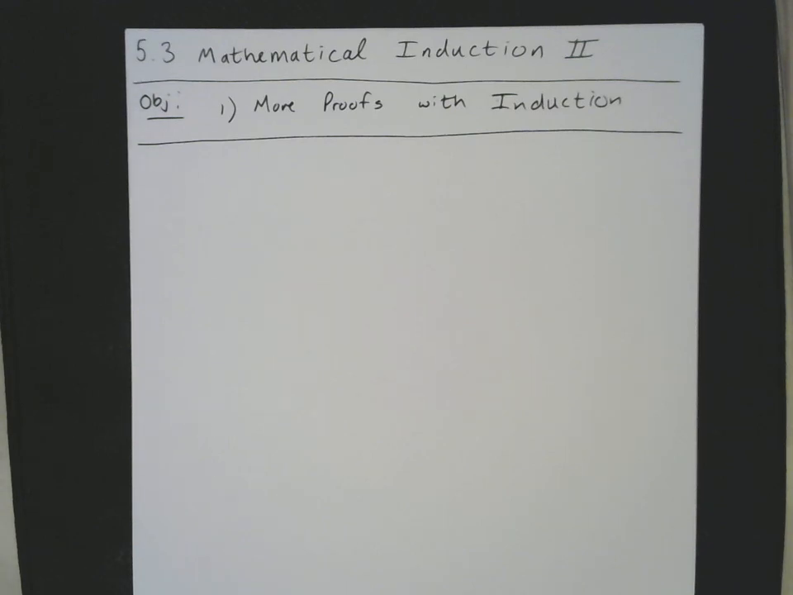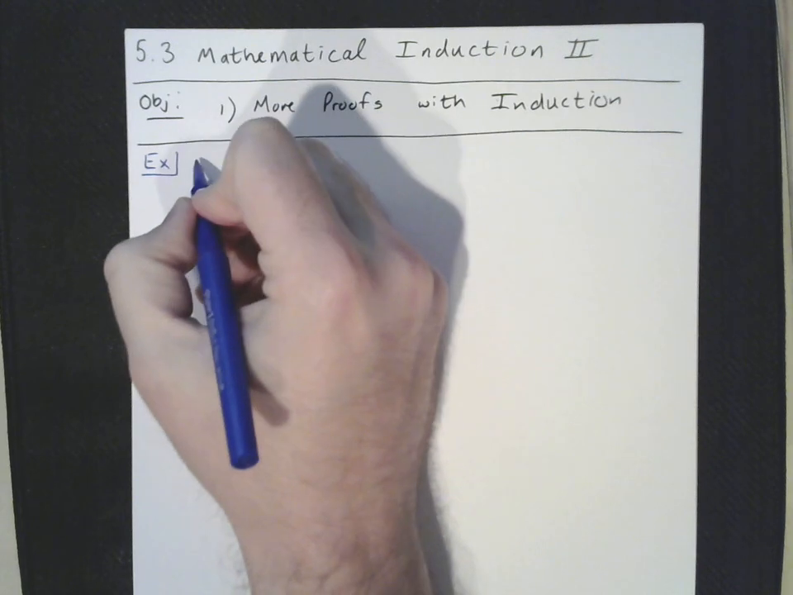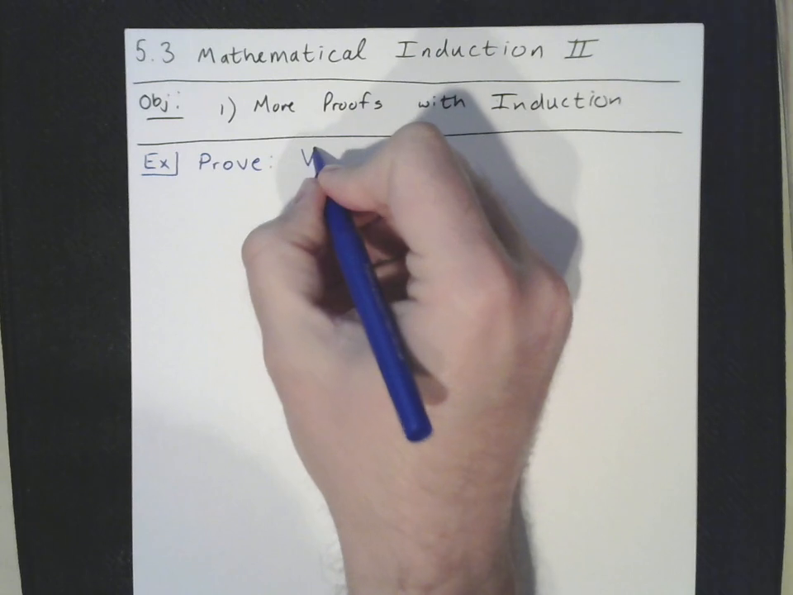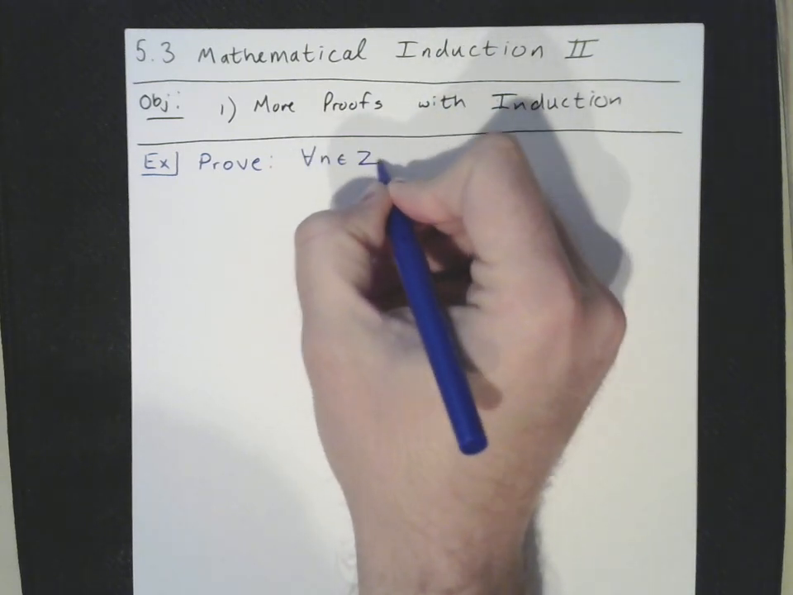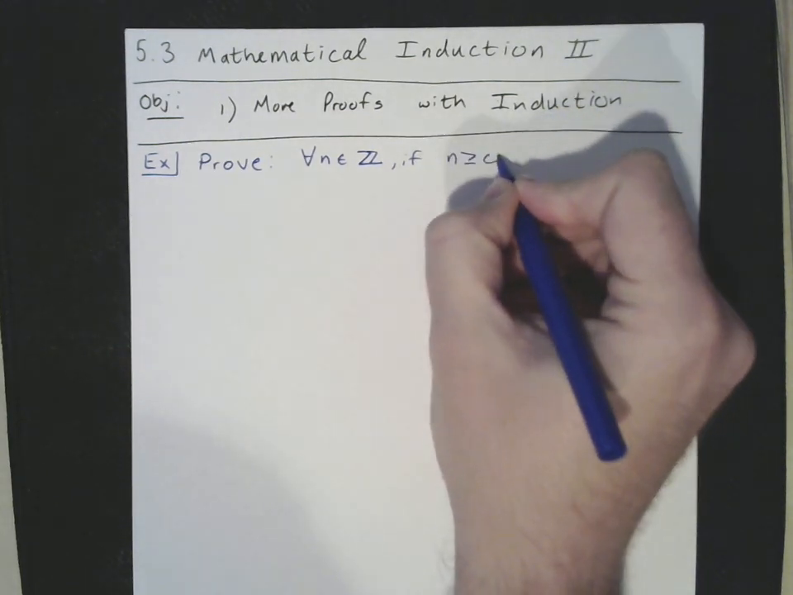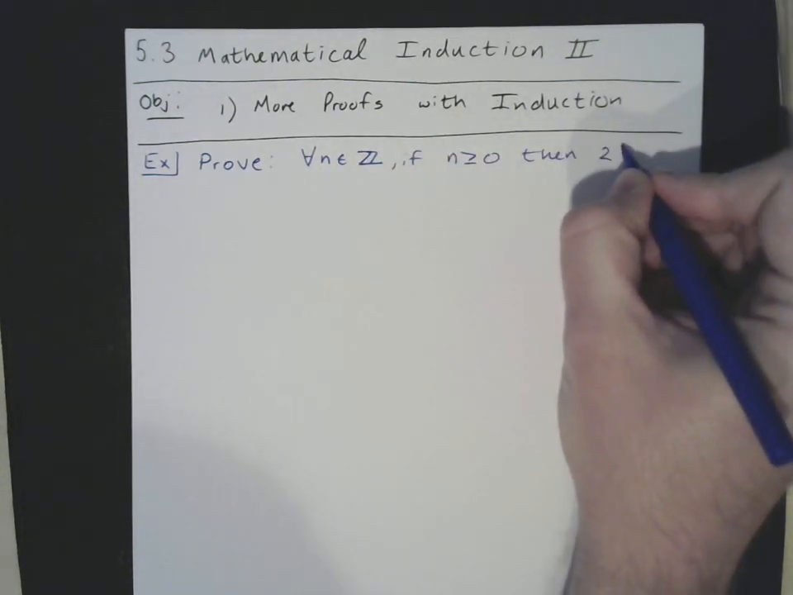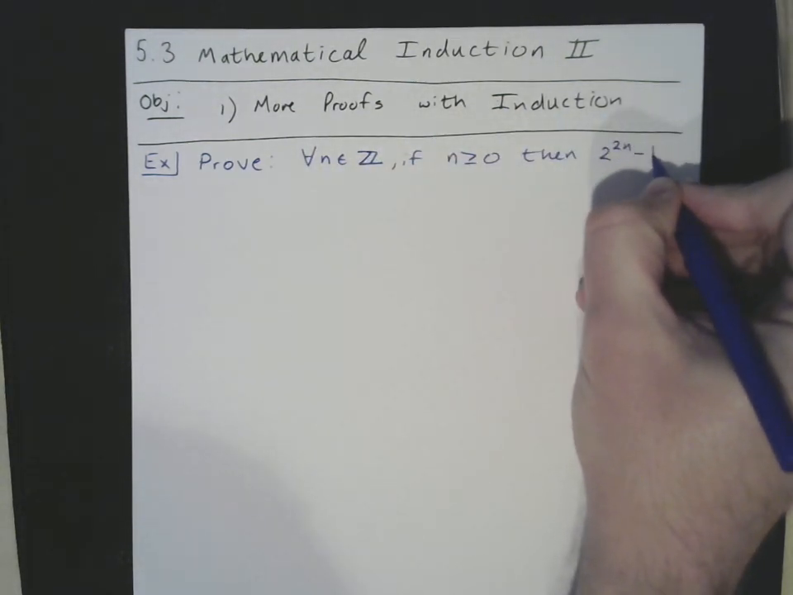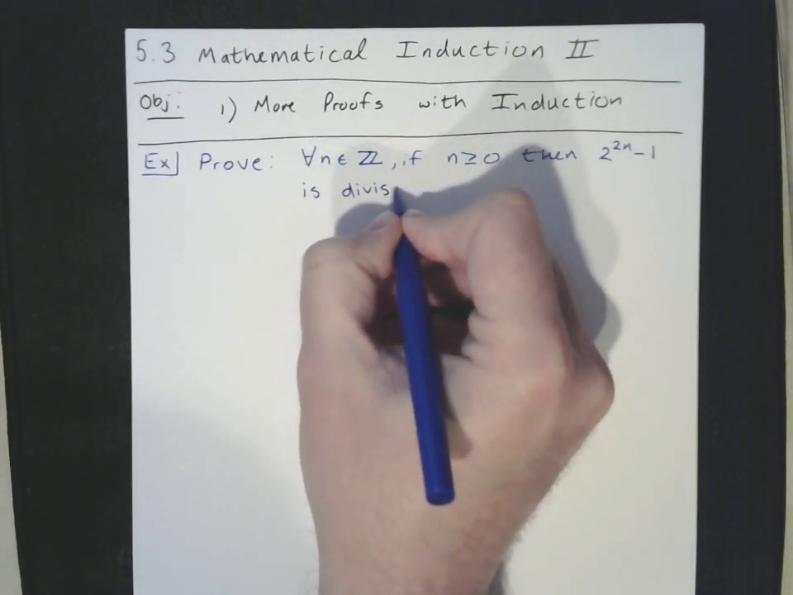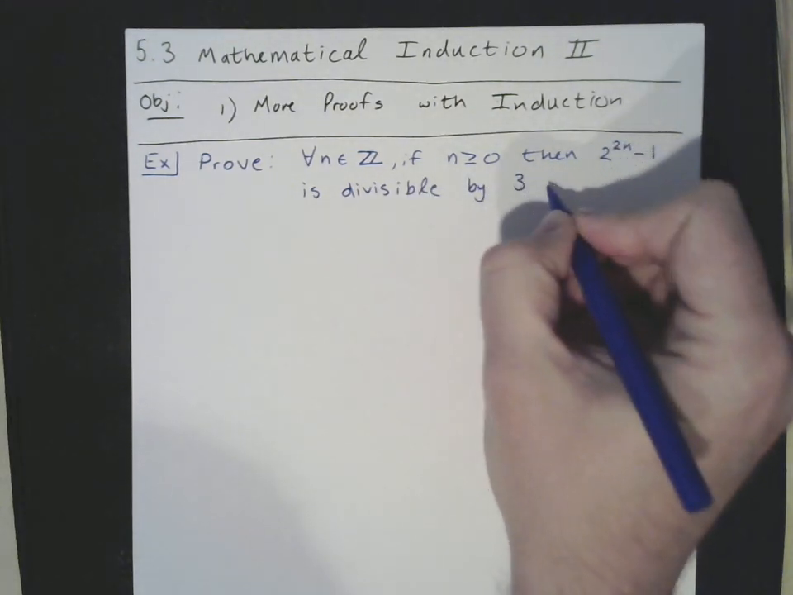So the first thing we're going to prove is: for all integers n, if n is greater than or equal to 0, then 2 to the 2n minus 1 is divisible by 3.